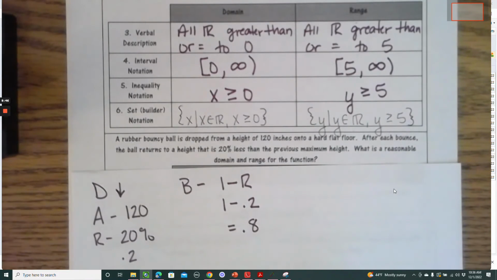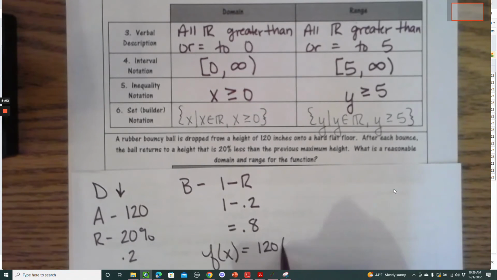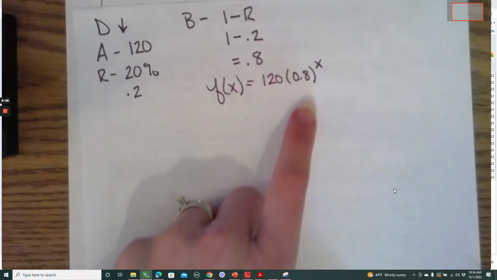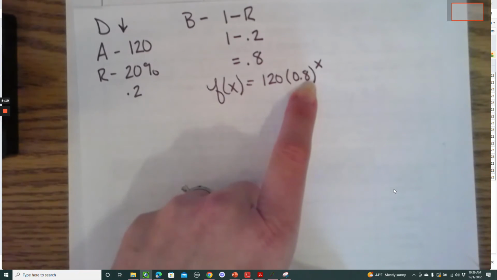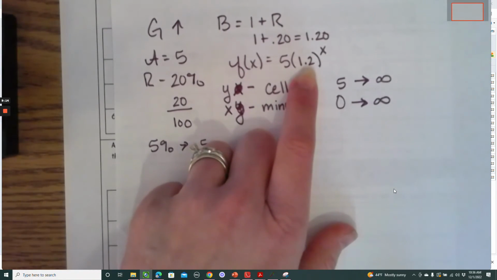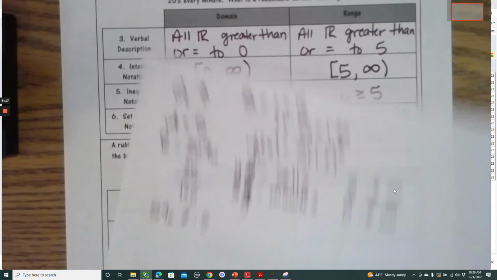1 minus 0.2, and then x. If I have $1 and you take 20 cents away from me, I still have 80 cents. So our function f of x equals 120 times 0.8 to the x. Here's a way you can tell from the function if it's growth or decay. If this number is less than 1, it's decay. If this number is greater than 1, it's growth. So that's one way you can always tell if you did it the right way.